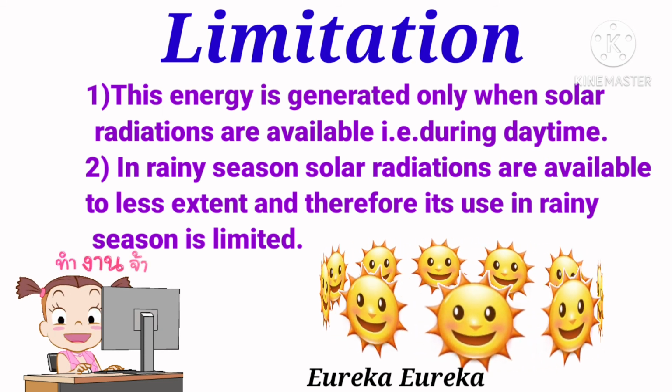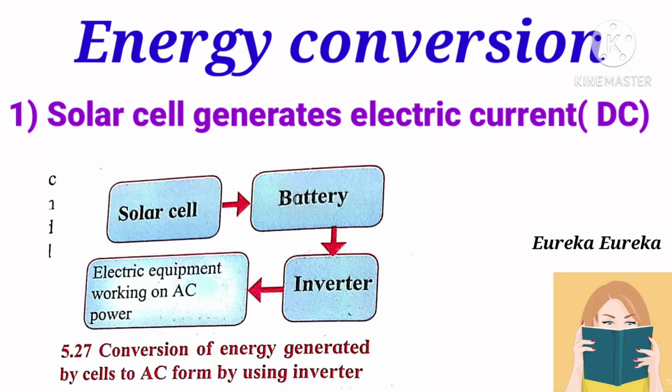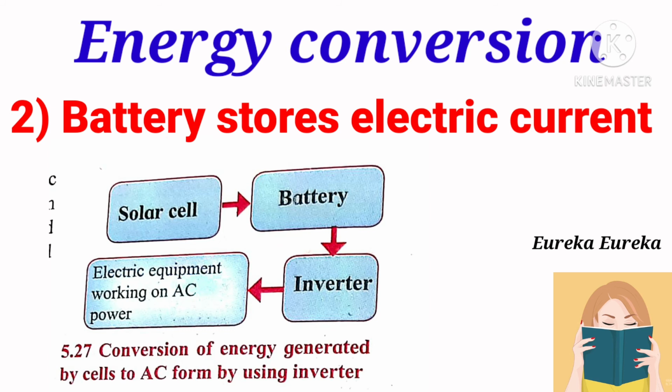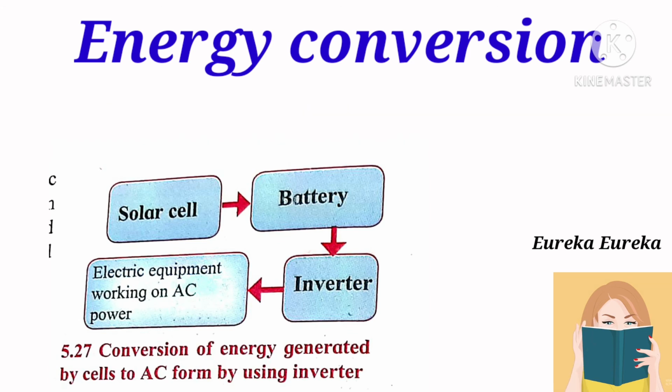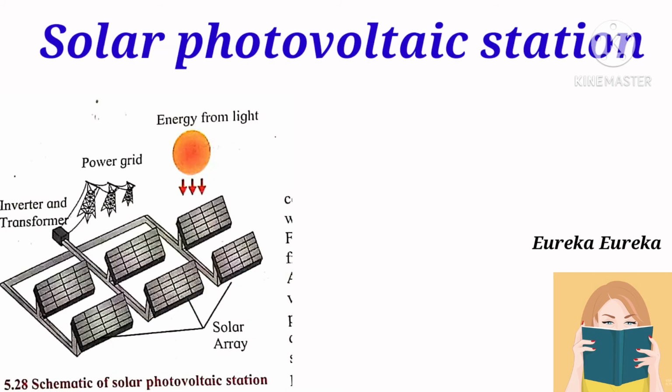Figure 5.27 shows energy conversion, that is, how the direct current is converted into alternating current. So here a solar cell generates electric current. This electric current is stored by battery, and then inverter is a device which converts the direct current into alternating current. Similarly, figure 5.28 shows schematic of solar photovoltaic station.